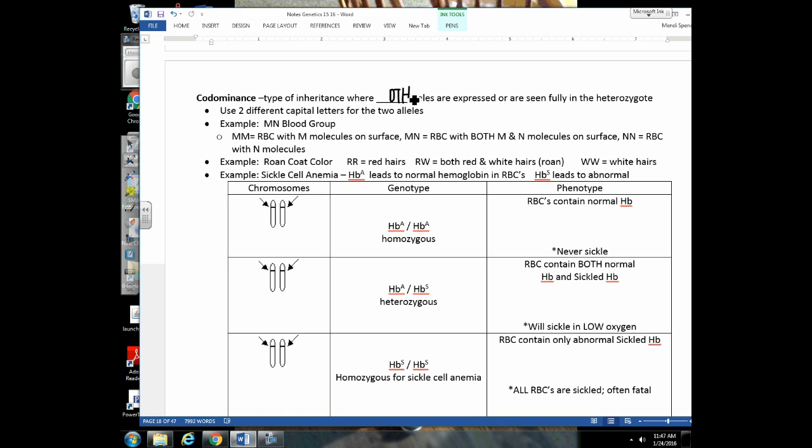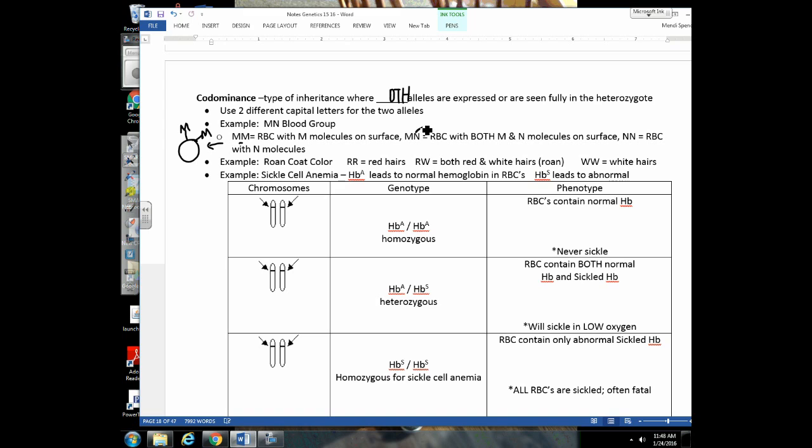There's other things we have to worry about too. So the MN blood group shows codominance. What we mean by that is someone that is homozygous for M, when we take a look at their red blood cells, they have a marker on their surface, and I'm just going to put an M there. That's all they possess, is this M marker.